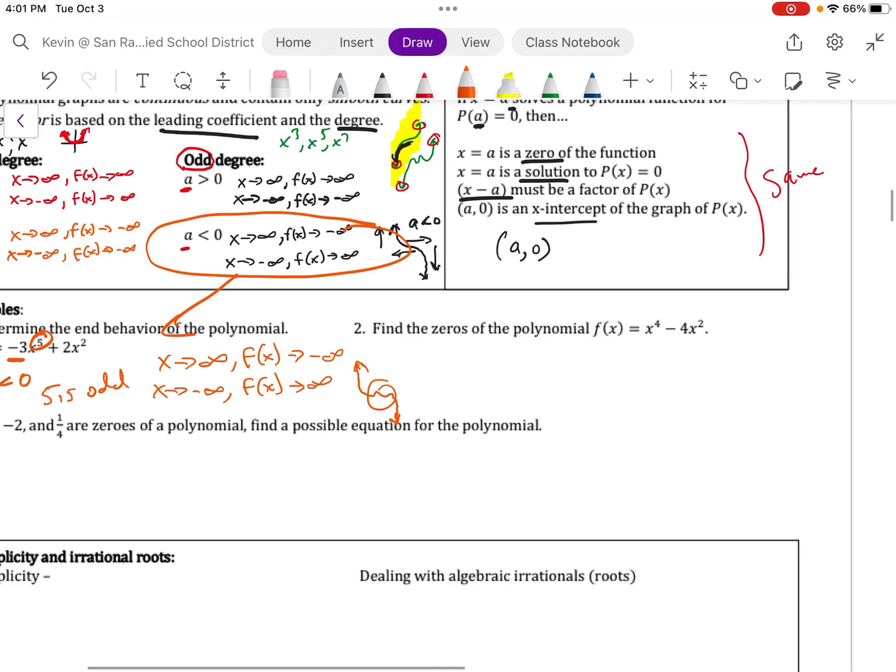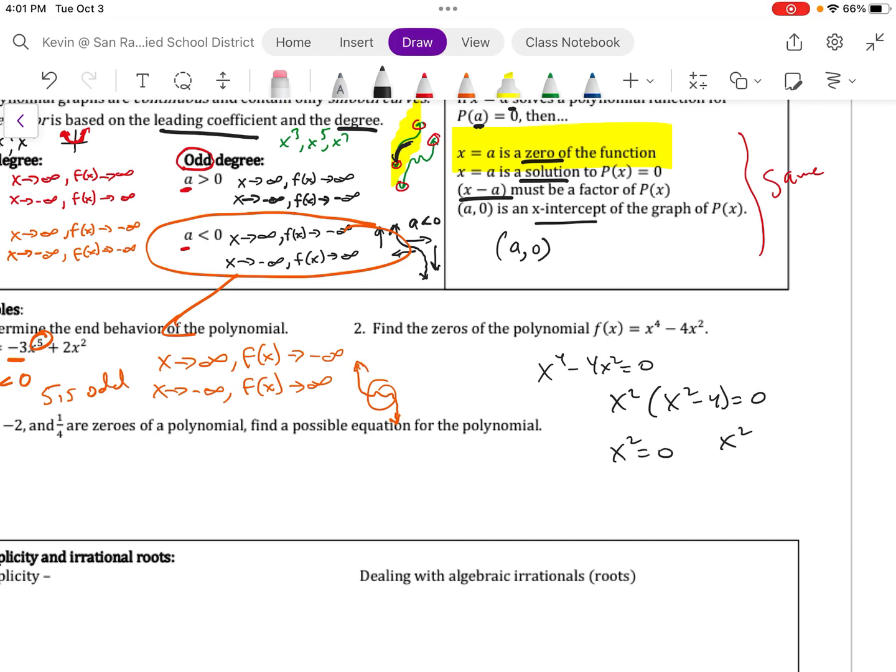Find the zeros of this polynomial. So x equals a. We're going to say x to the 4th minus 4x squared equals 0, and we want to solve for x. I'm going to factor out x squared, which gives me x squared times (x squared minus 4) equals 0. I'm going to set each of these factors to 0: x squared equals 0, x squared minus 4 equals 0. In this case, x equals 0.